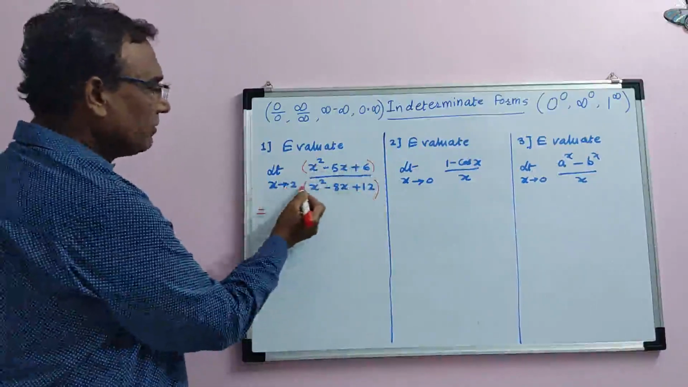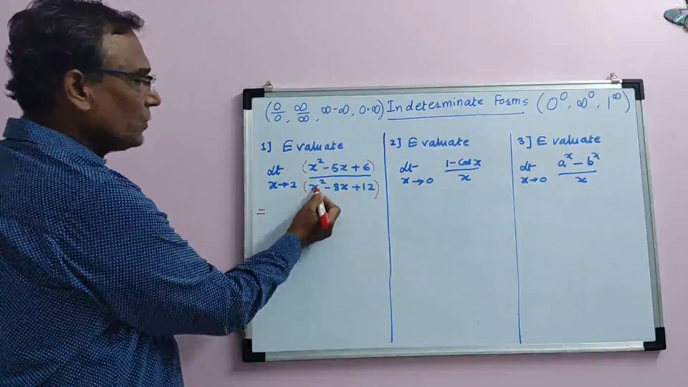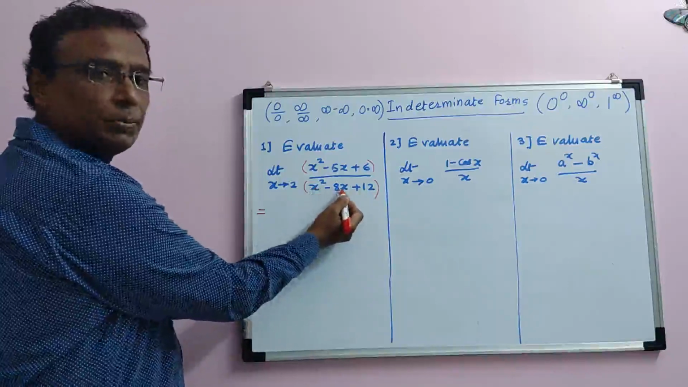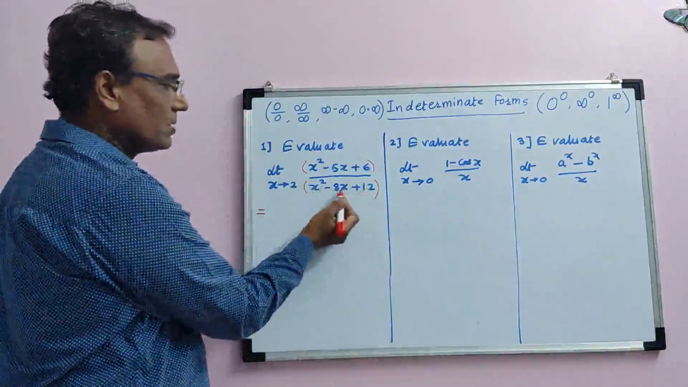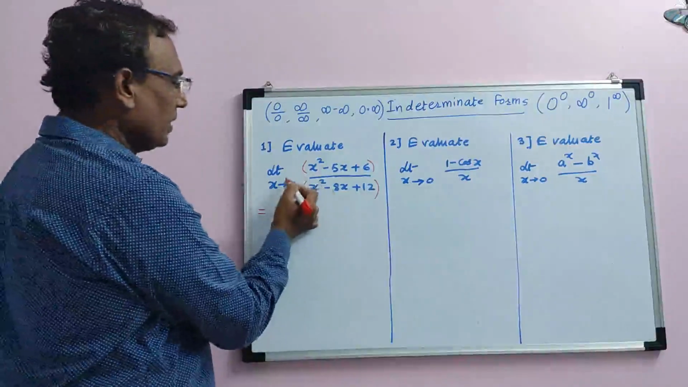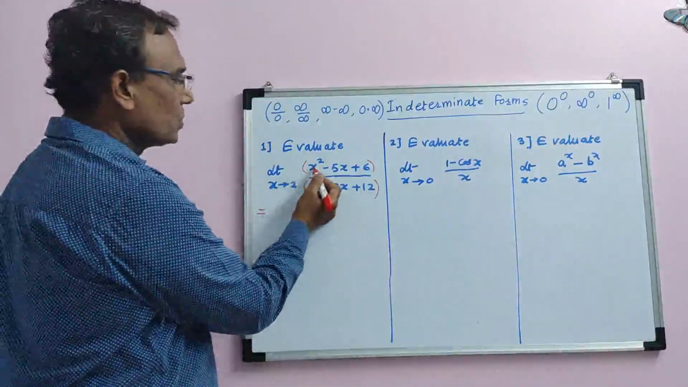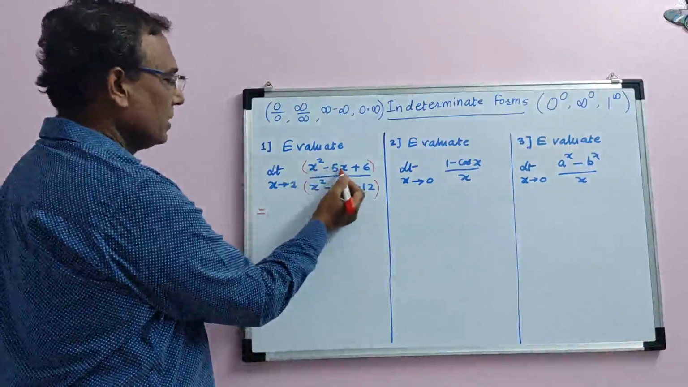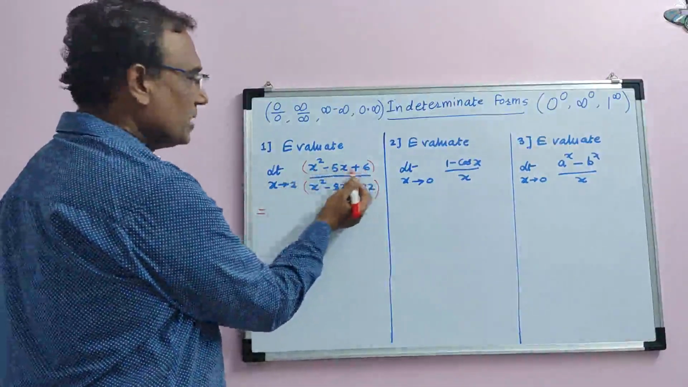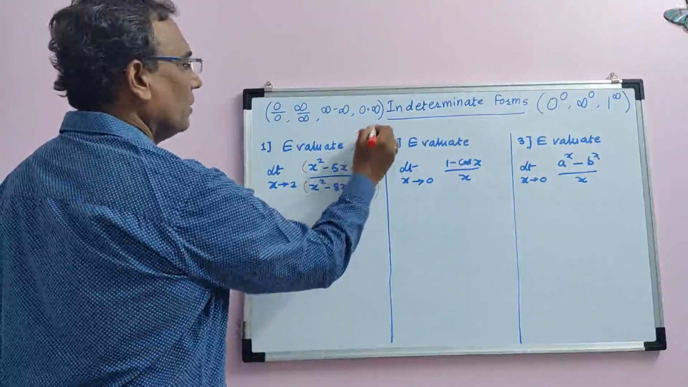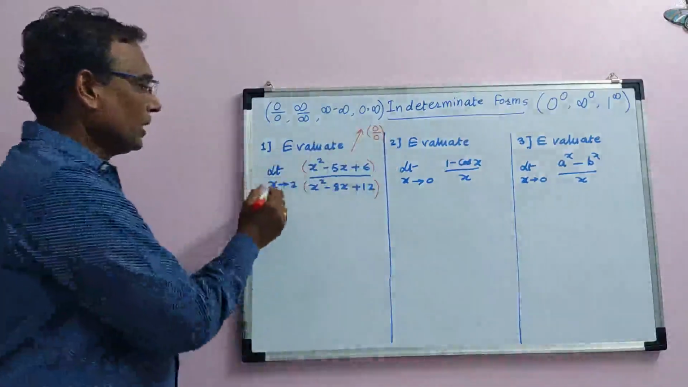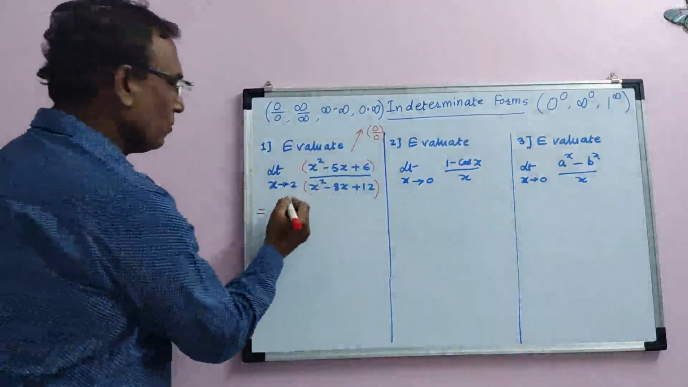If you put x equal to 2 here, 2 square is 4. If you put x equal to 2, 4 minus 16 plus 12, that is 12 minus 16 plus 4, is 0. And in the denominator, if you put x equal to 2, 2 square is 4 minus 10 plus 6 is 0. Means we get here the 0 by 0 form.